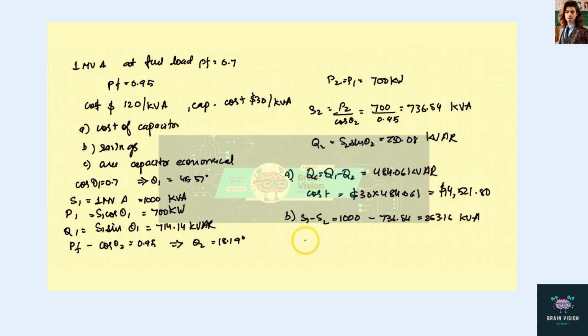Saving in the cost of substation and distribution facilities is $120 times 263.16, that is $31,579.20. And the answer for C is yes, because A is less than B. The additional system capacity obtained by using the capacitor costs only 46% as much as new substation and distribution facilities.